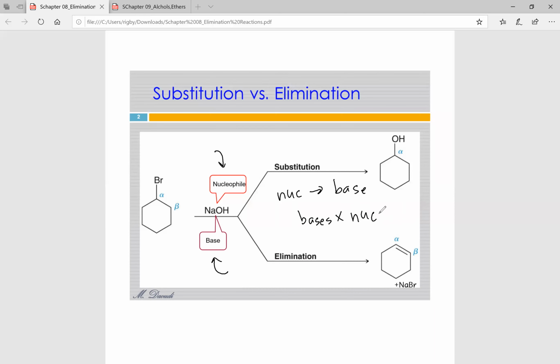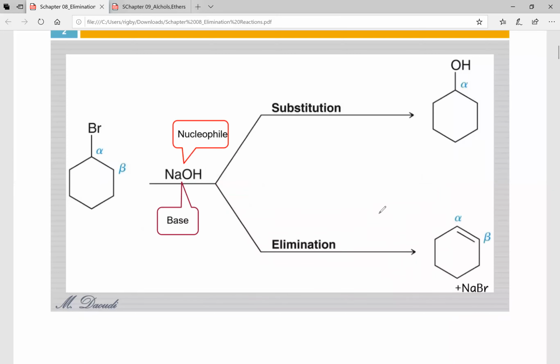When we talk about elimination, we're talking about alpha-beta elimination. What that means is we have our alpha carbon, and in E2, our alpha carbon is whatever is directly attached to the leaving group. So in this case, here's our alpha carbon, and the beta carbon is whatever carbons are right next to that. This is a beta carbon, and this as well would be a beta carbon, but it would end up with the same sort of product.